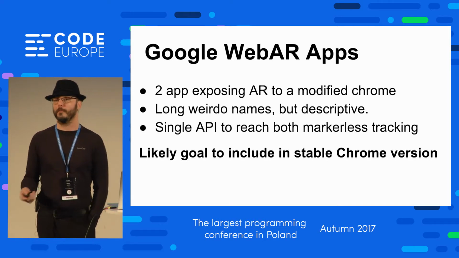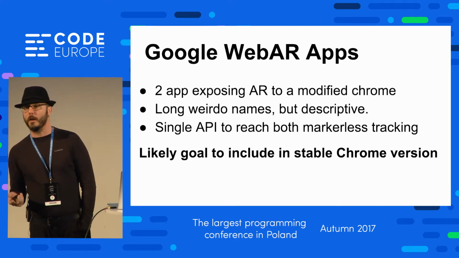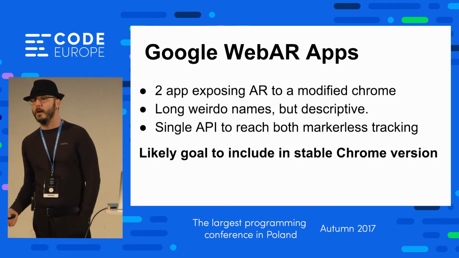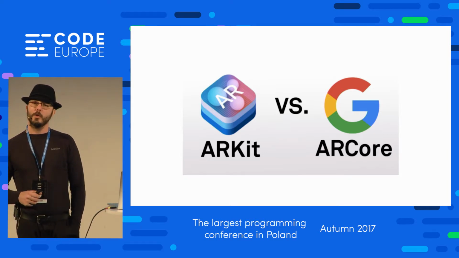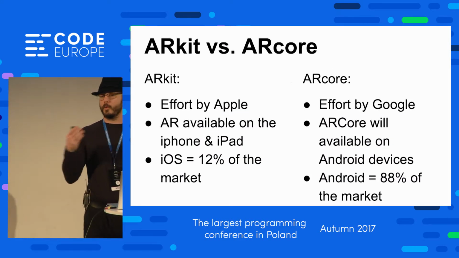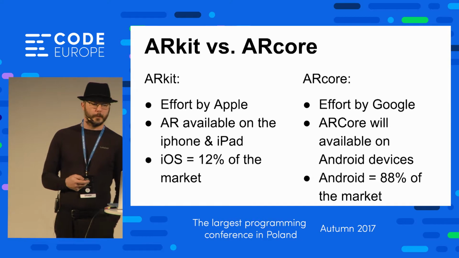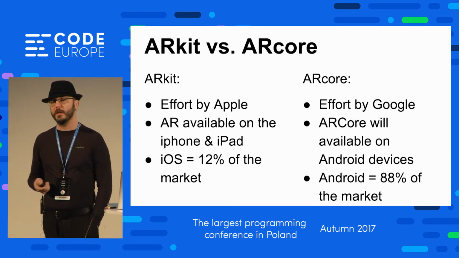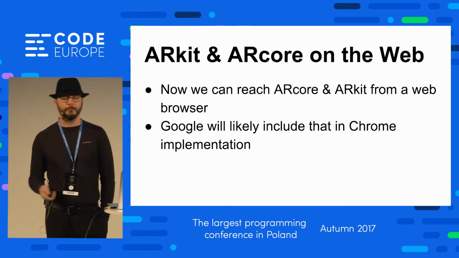So it was a dream for me, because suddenly those two applications were exposing all the ARCore tracking to JavaScript, so you can easily build augmented reality applications with ARCore tracking when it was available. You could easily build ARKit applications in JavaScript when it was available. All that with a single API to do both. By the way, Google is most likely to include those modifications in stable Chrome in time. I'm not sure exactly when.